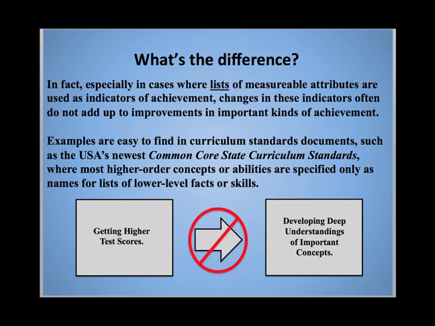Examples are easy to find in curriculum standards documents, such as the USA's newest Common Core State Curriculum Standards, where most higher-order concepts or abilities are specified only as names for lists of lower-level facts or skills.